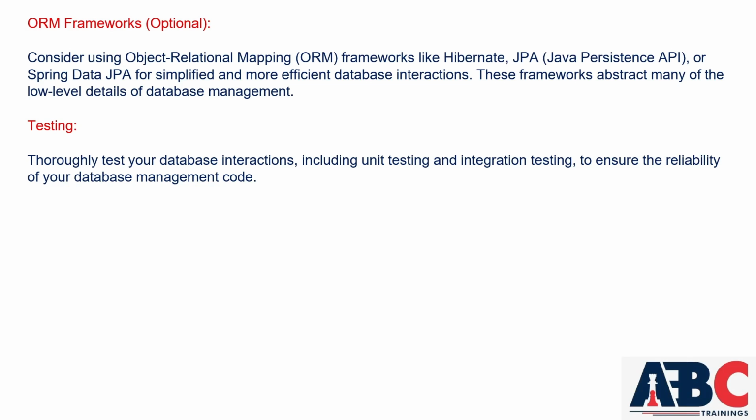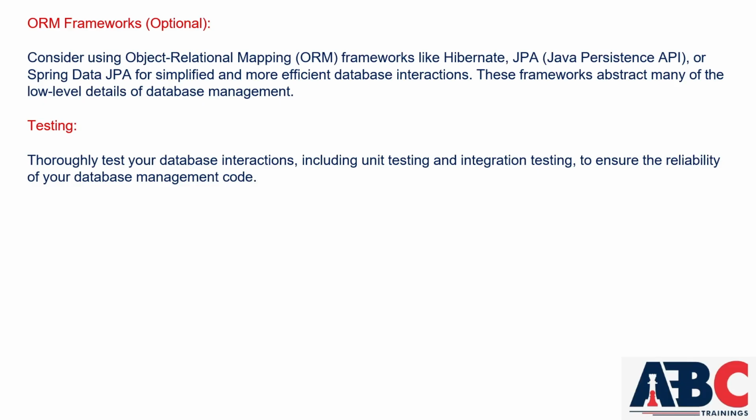Next is ORM, which means object relational mapping framework, like Hibernate. In this framework, we add Spring Data or JPA, which means Java Persistence API, for simplifying and more efficient database interaction. This framework abstracts many of the low-level details of database management. Testing is crucial to test your database interaction, including unit testing and integration testing, to ensure the reliability of your database management code.